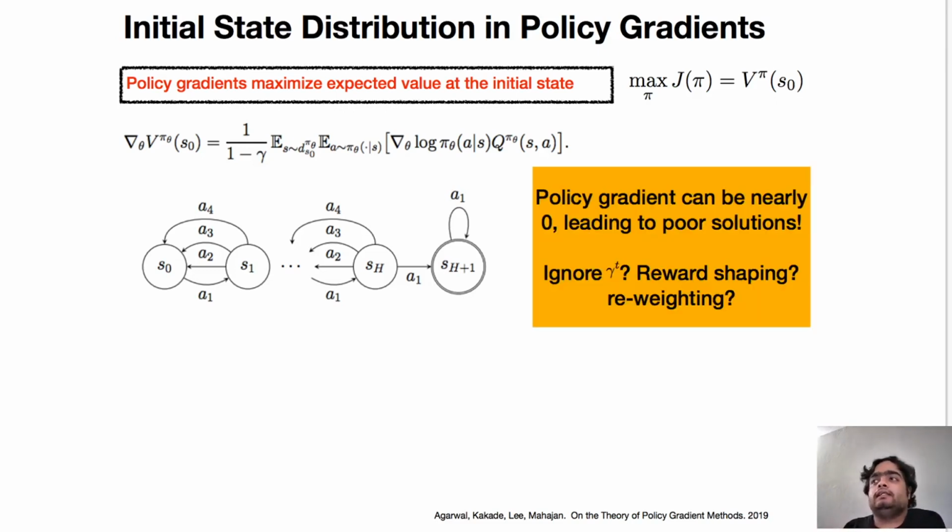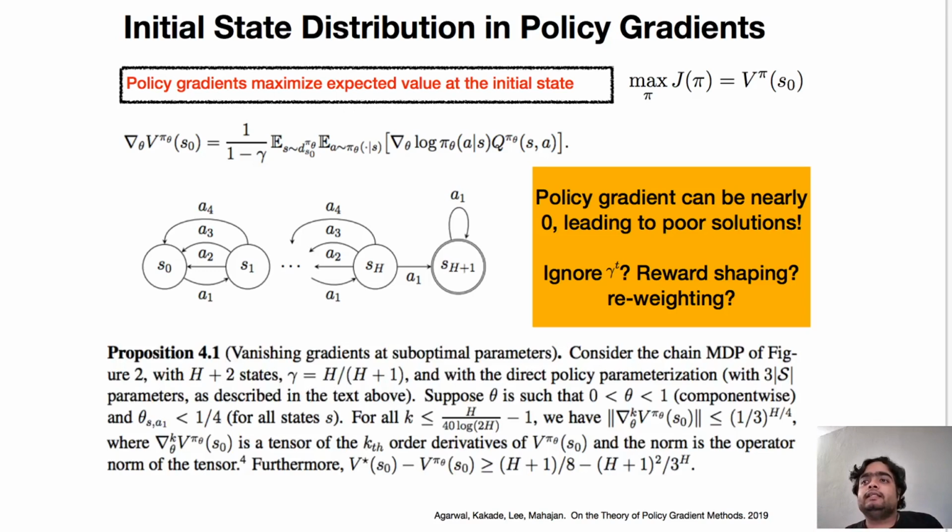And it turns out that the policy gradient here can be nearly zero at suboptimal solutions. So let's say you initialize your policy with some 1/4 probability over all the actions. You'll find that the policy gradient would end up being close to zero, essentially. So you'll not have any signal to improve the policy really.